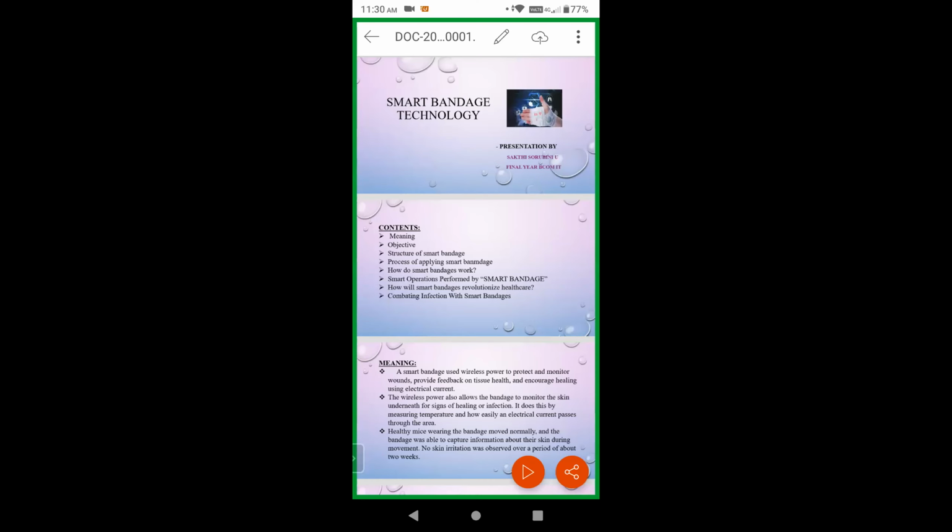Compared to normal bandages, smart bandages play a significant role in healing wounds in a powerful and technical manner. Smart bandage technology is able to capture information about the wounded skin, and the wireless power allows the bandage to monitor the skin for signs such as healing or infection on the wounded skin using electric current.